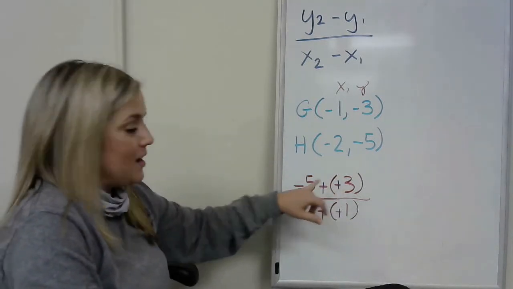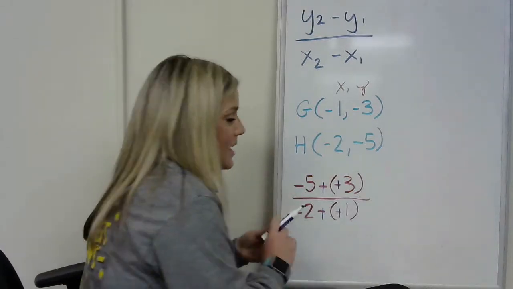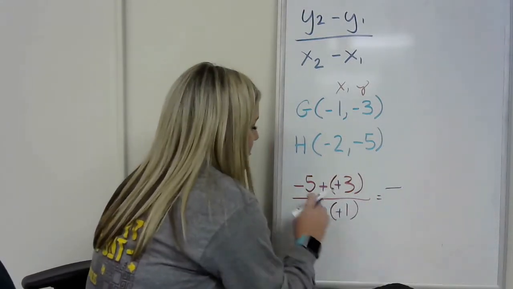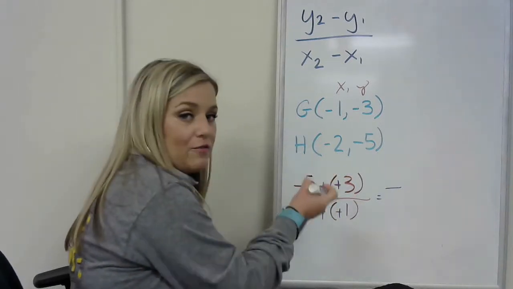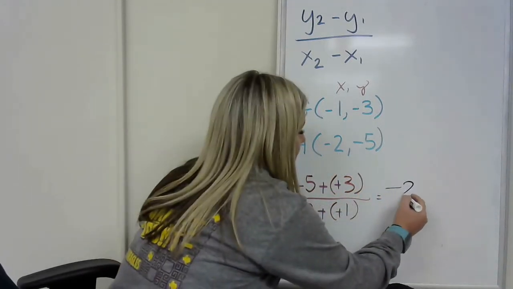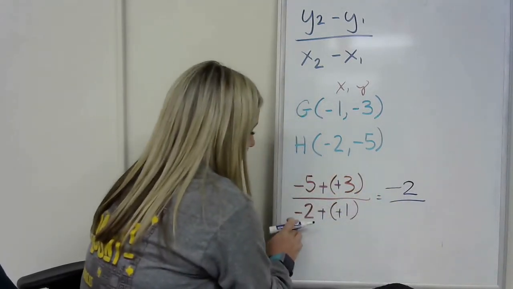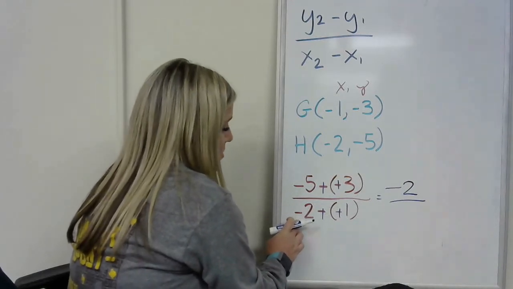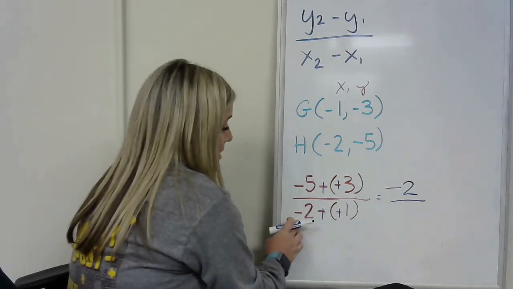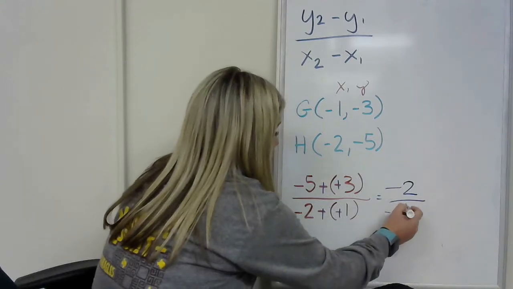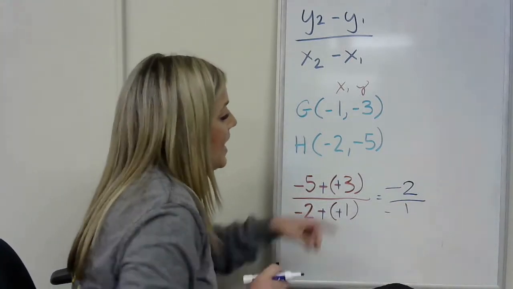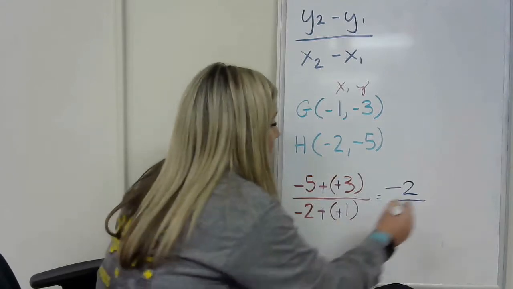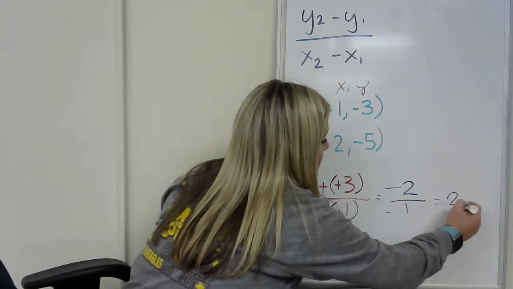So I'm going to take the sign of the larger number, which is negative, and now my answer is going to be negative. Okay? So -5, and then I subtract them. 5 minus 3 is 2. So it's going to be -2 over, and I'm going to take the sign of this larger number, which is -2, or 2 minus 1 is 1. All right, so now look. A negative divided by negative is a positive. So the slope of this line is going to be +2.